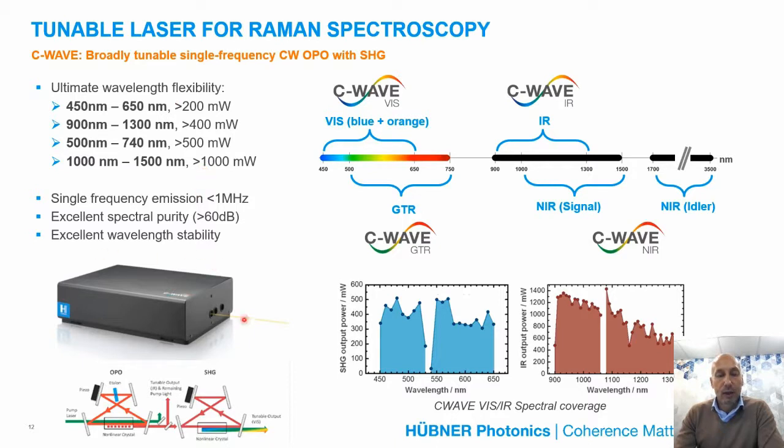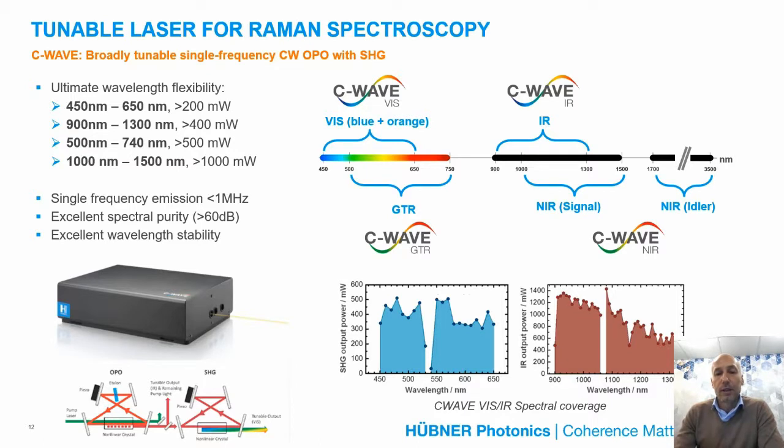And this C-Wave source is offering single frequency emission across the whole wavelength range, excellent spectral purity of more than 60 dB, and very good wavelength stability. And it can also be locked to an external source. So this could be a very suitable choice for delicate resonant Raman spectroscopy applications.